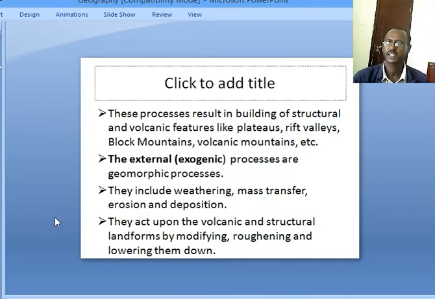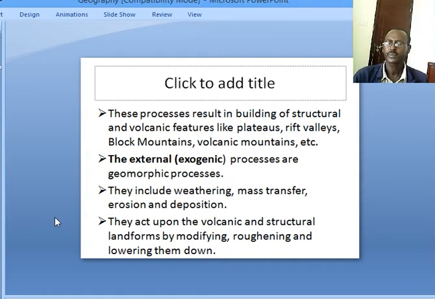These processes result in the building of structural and volcanic features, meaning the endogenic processes have formed features like plateaus. A plateau means a flat area on the top of a mountain. Rift valley, a valley formed by faulting. Block mountains and volcanic mountains. All these are seen because of endogenic processes or internal processes.